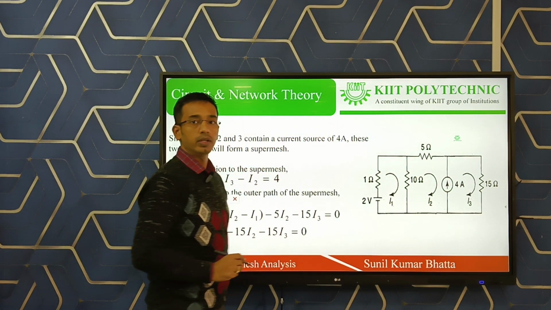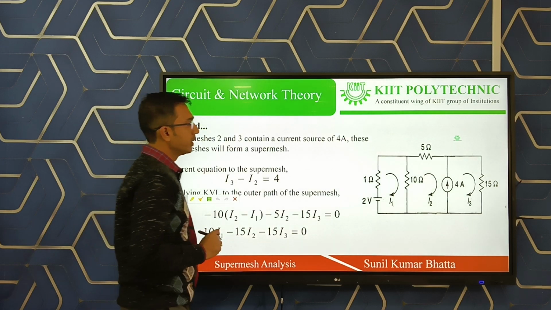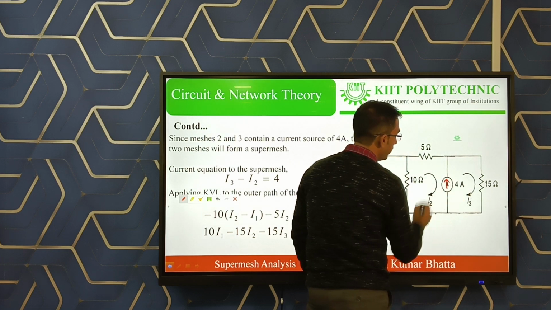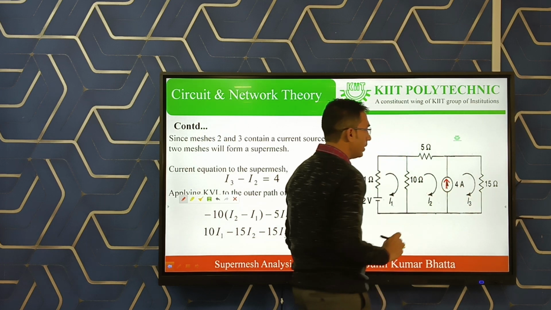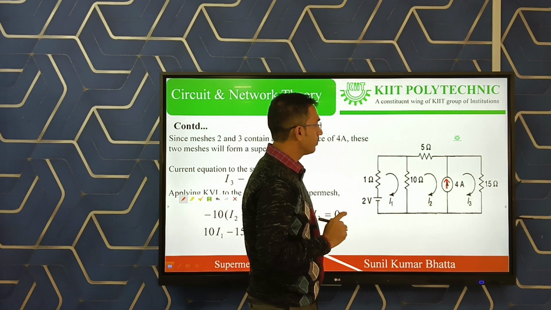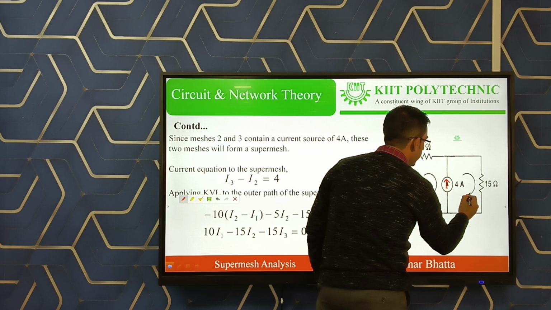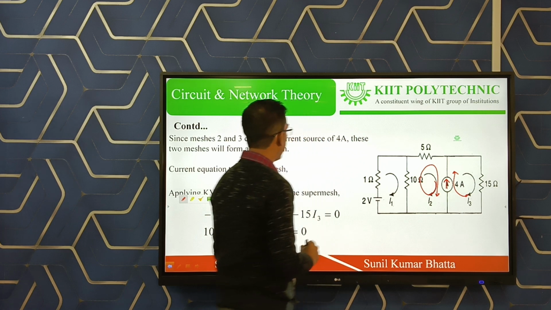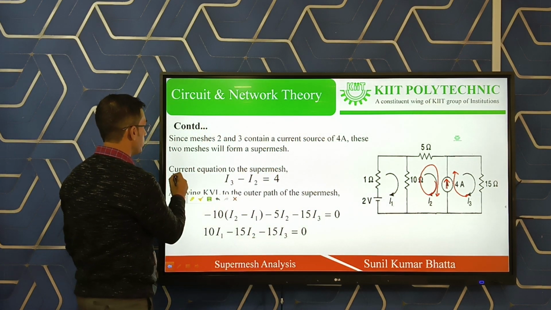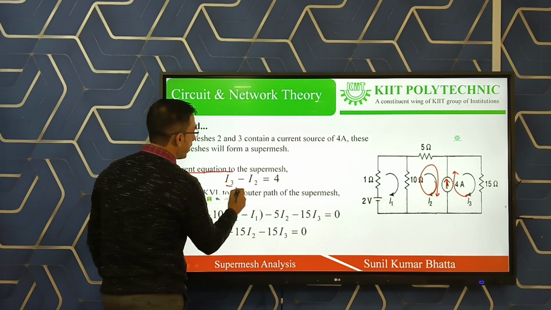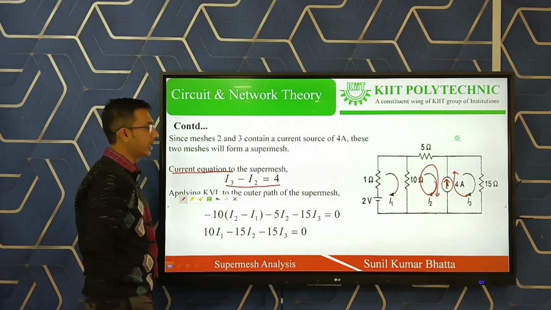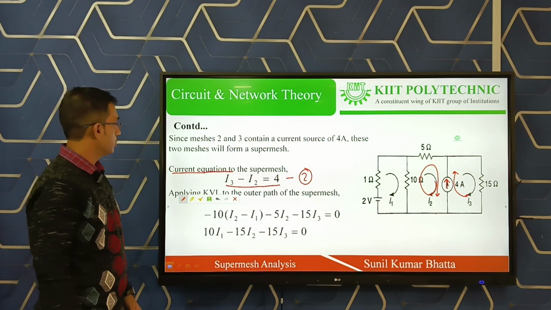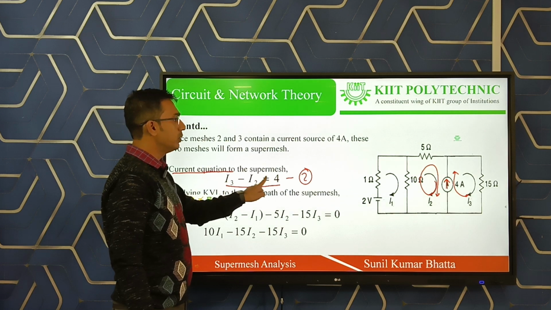So for the current equation, how to write this? You have to observe the 4 ampere current source direction, that is upward, and in 4 ampere the I2 is flowing, I3 is flowing. Out of I2 and I3, the I3 direction is upward and the I2 direction is downward. So we write the current equation for the super mesh, that is I3 minus I2 equal to 4. This is called your second equation for the common current source.